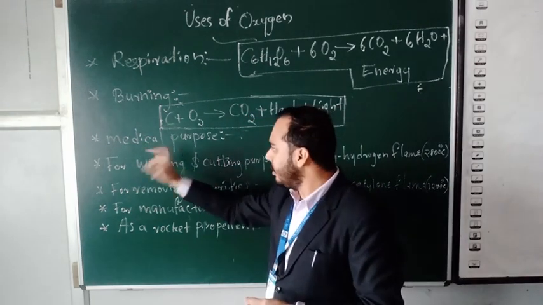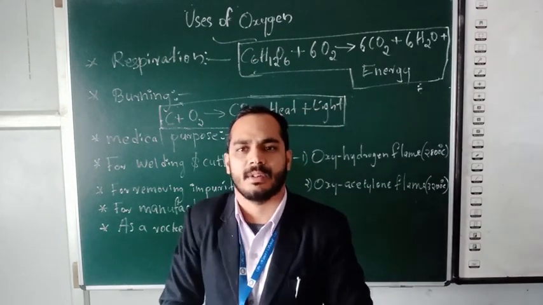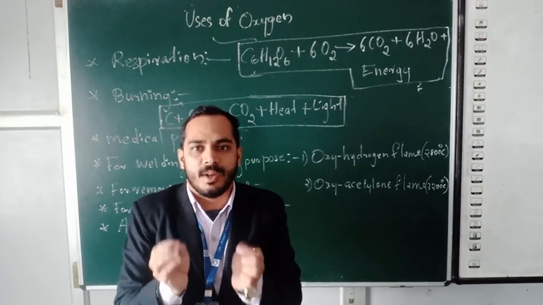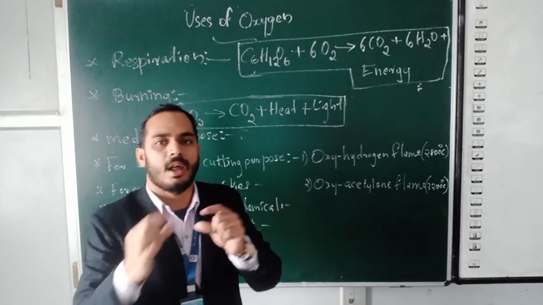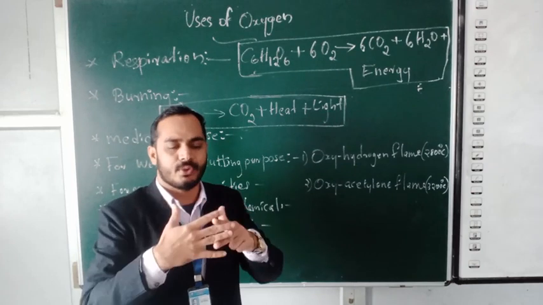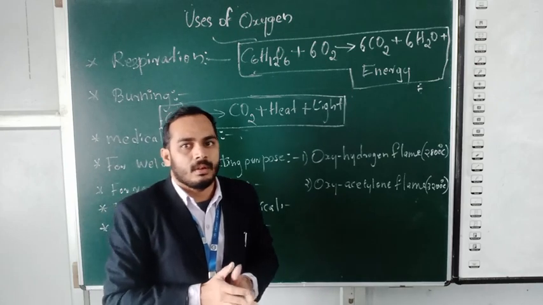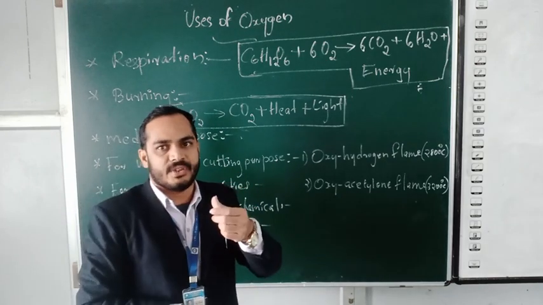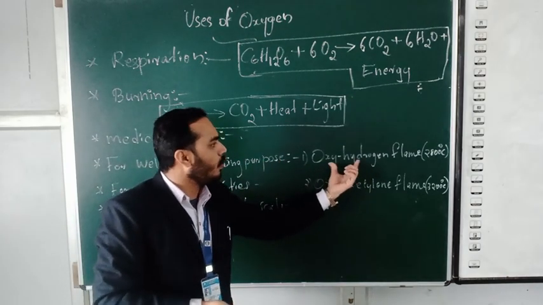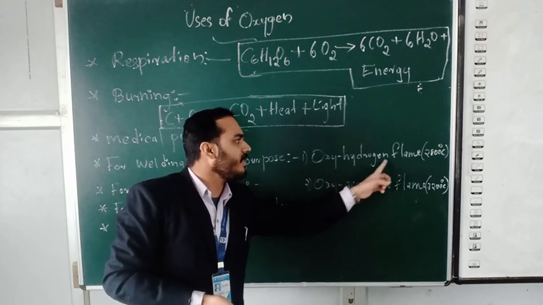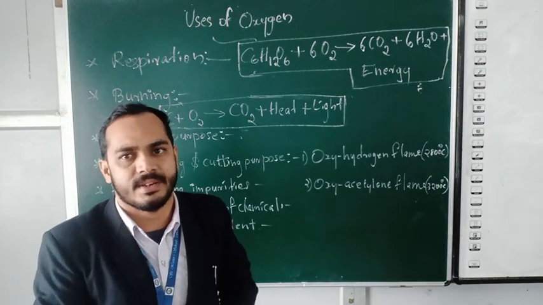Next, oxygen is mainly used for welding and cutting purposes. How is it possible? It's a very useful technique. Oxygen and hydrogen, two different gases, combine to form a high flame with heat energy. The reaction between oxygen and hydrogen forms a flame named the oxyhydrogen flame. This flame is produced at about 2800 degrees Celsius.